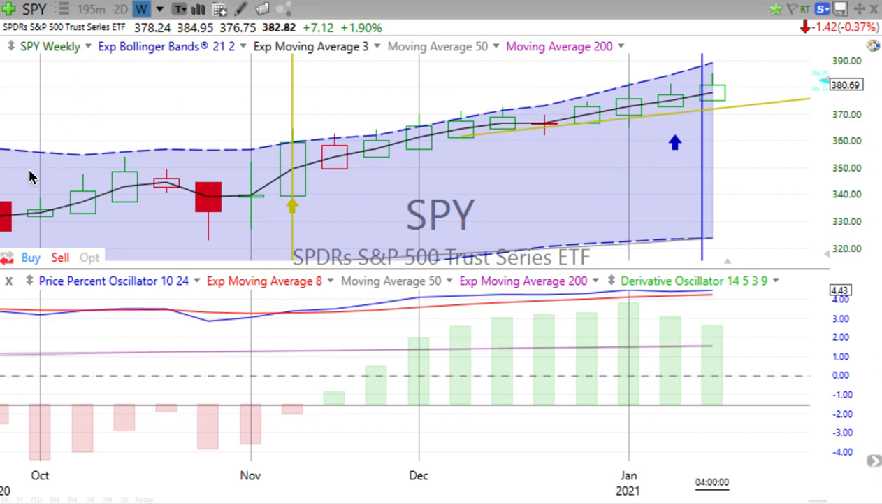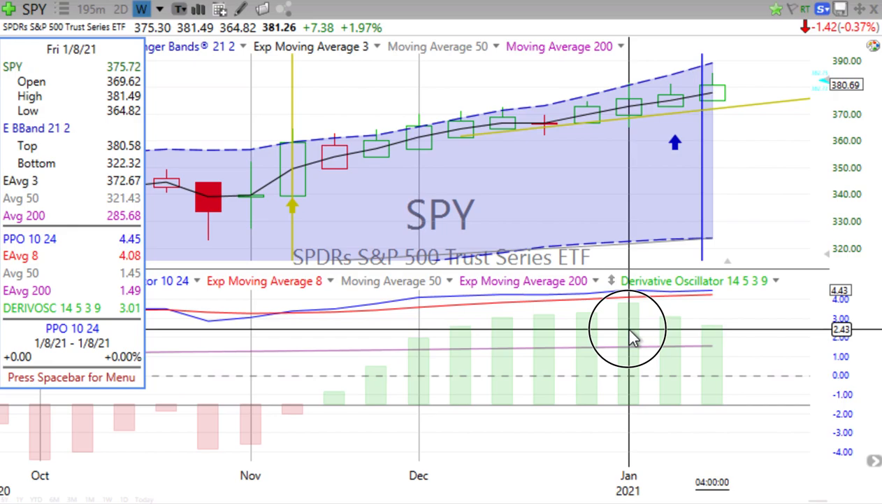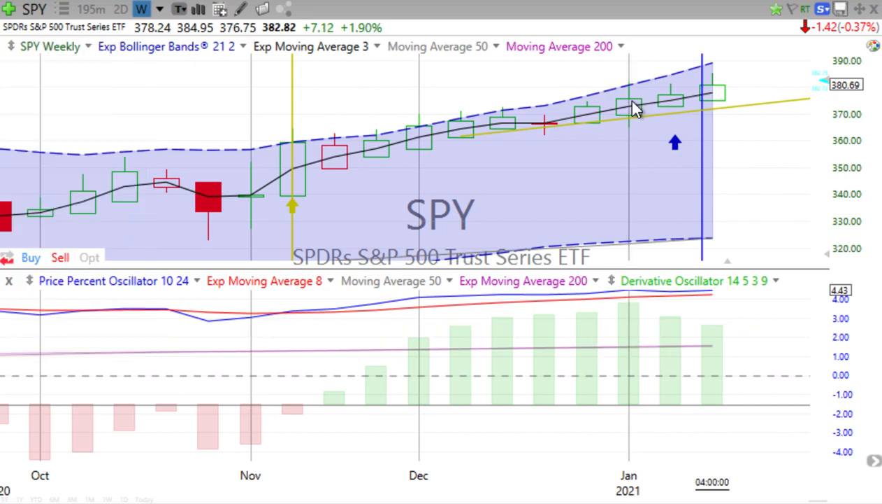We see stocks down, bonds up, gold down, Bitcoin up. Start with the S&P 500, continuing to move up quite nicely as far as the weekly chart looks. We ended up with a higher week at the end of the week, higher high. We see that the price percent oscillator, though, is about flat. Derivative oscillator peaked back on the week ending the 8th of January.